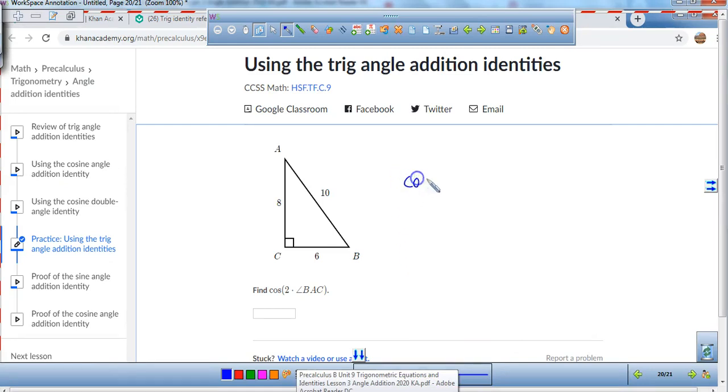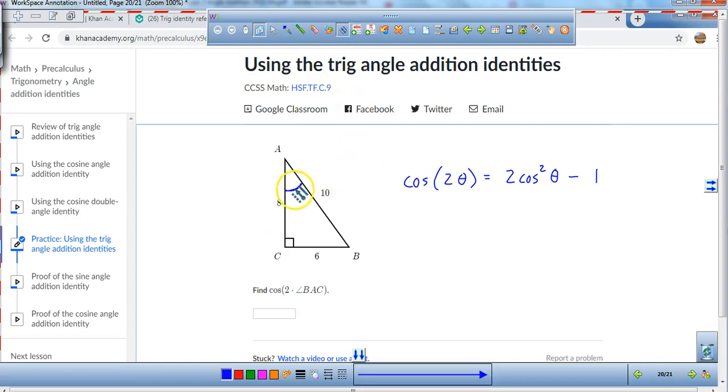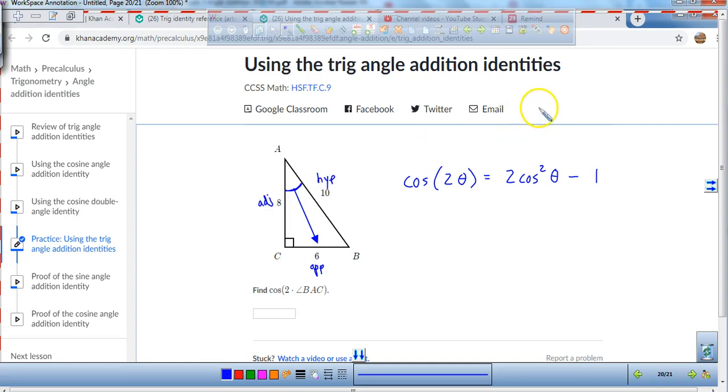So I'm going to put cosine 2 theta equals 2 cosine squared theta minus 1. Alright? 2 cosine squared theta minus 1. And we're going to use this triangle right here. Now, it says, find 2 times angle BAC. Now, BAC is referring to this angle right in here. So once again, I'm going to draw my arrow going across. I'm going to label this as my opposite side. This is my hypotenuse, and this is my adjacent side. I'm going to write my trig ratios, SOHCAHTOA.